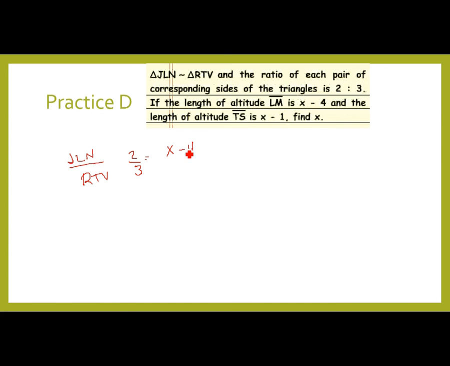LM is on the top with this one, and that will be to x minus 1 on the bottom. That'll complete our ratio, our proportion, and then we can just cross multiply and solve. Sorry, it got a little crazy here for a second. Alright, so we can just cross multiply, do 2 times x minus 1, and that'll equal 3 times x minus 4. So we have 2x minus 2 equals 3x minus 12.